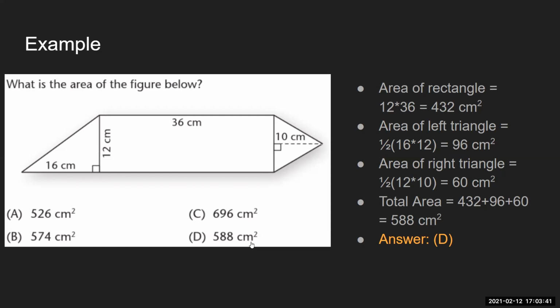And then looking at the right triangle, we have the height here, 10. The base isn't written on here, but down here, we know this is 12 centimeters. So this is also going to be 12 centimeters. So to get the area of this one, it's going to be 1/2 times 12 times 10, which gives us 60. Then we add those three up, 432 plus 96 plus 60 gives us 588 centimeters squared, which is answer D.